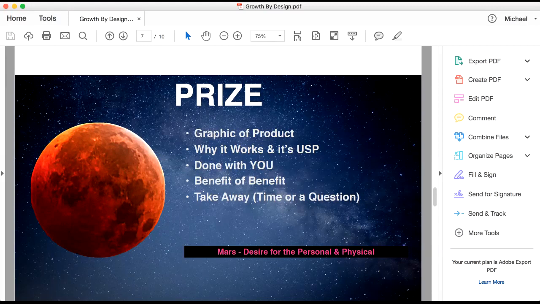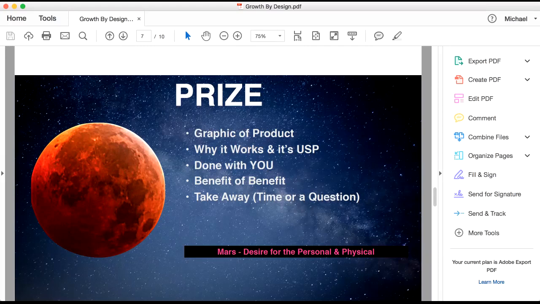And then the final thing in pricing is having a takeaway. In other words, a time or a question. This is something that you could use. You could say, at this point, okay, so here's my graphic of my product. This is our unique selling proposition. We're going to do this whole thing with you. We're going to hold your hand. Two or three of the features are this, but the real benefit is that. And what that really means to you is this, which is the benefit of the benefit. But listen, right now, I'm actually coming to a point where we've taken a little bit longer than we should have. So I'm going to close this down for today, and I'd like to reconvene with you if that's possible. That's a brilliant takeaway.